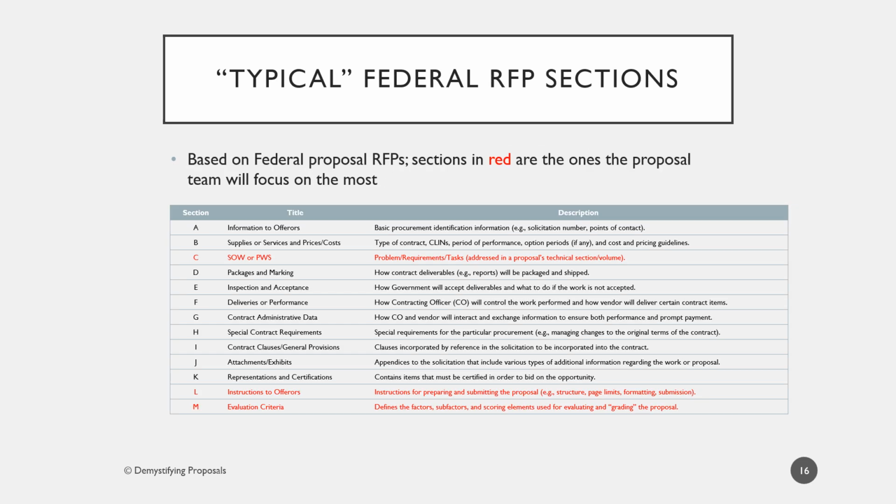Again, like the color reviews, this is just a slide to familiarize you with the proposal process. In this case, as we've been discussing, there are a lot of sections in a proposal, but the most important sections from the writer's perspective are L, M, and C. The instructions to the offerors, that is how the proposal is supposed to be constructed. The evaluation criteria, that is how the government is going to evaluate the proposal. And the statement of work or the performance work statement, what the government is asking contractors to do.